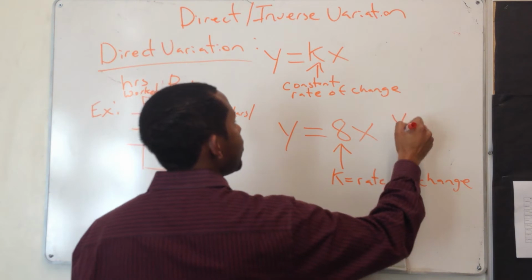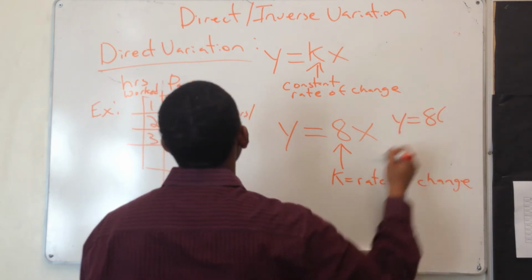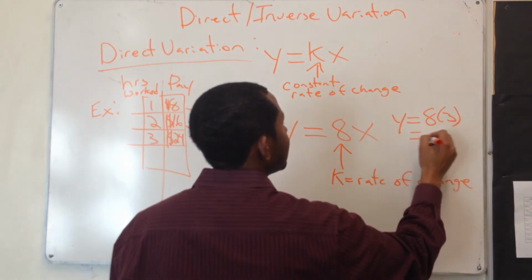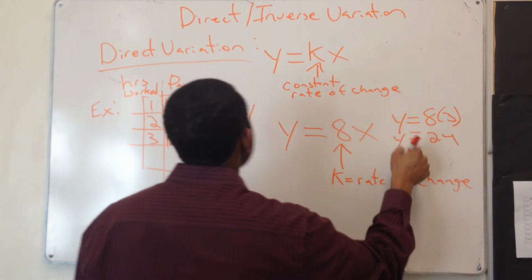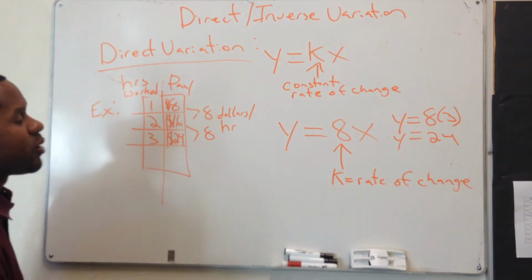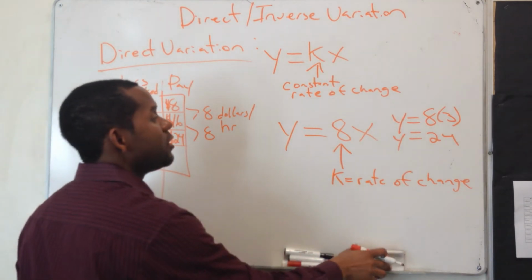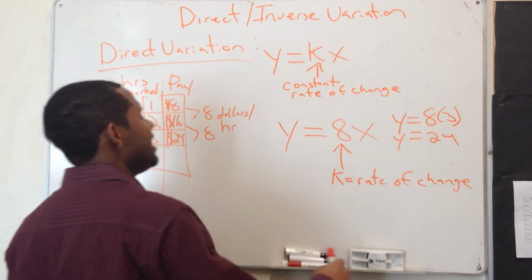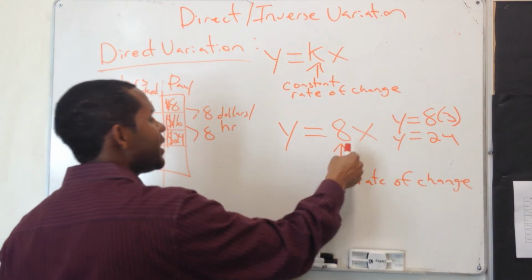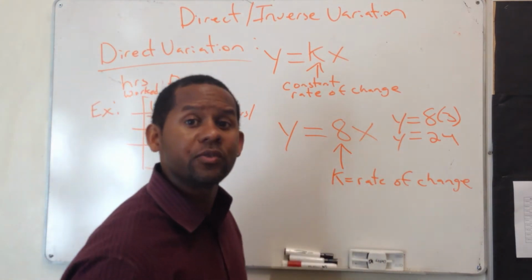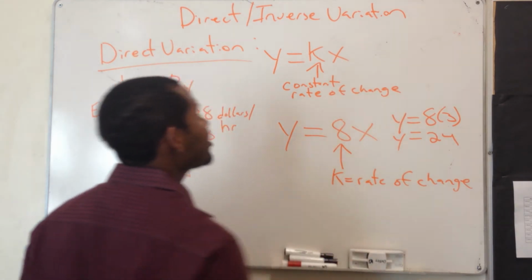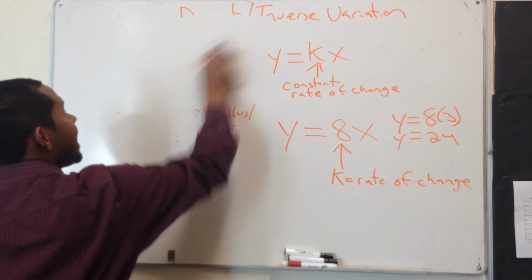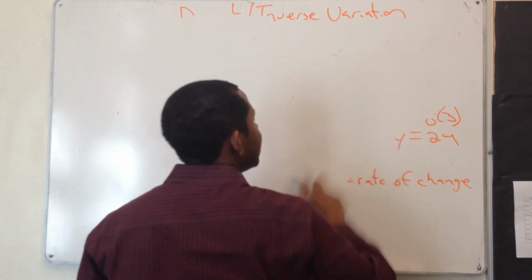Right, so if y equals 8 times 3, if I plug in 3 for x, I end up with 24 from y. So it happens right there, okay? Notice, there's no plus anything, no minus anything. It's just y equals a rate of change times x. If I only do that, it works, okay? That's called a direct variation. All right, and we just did that in class today.